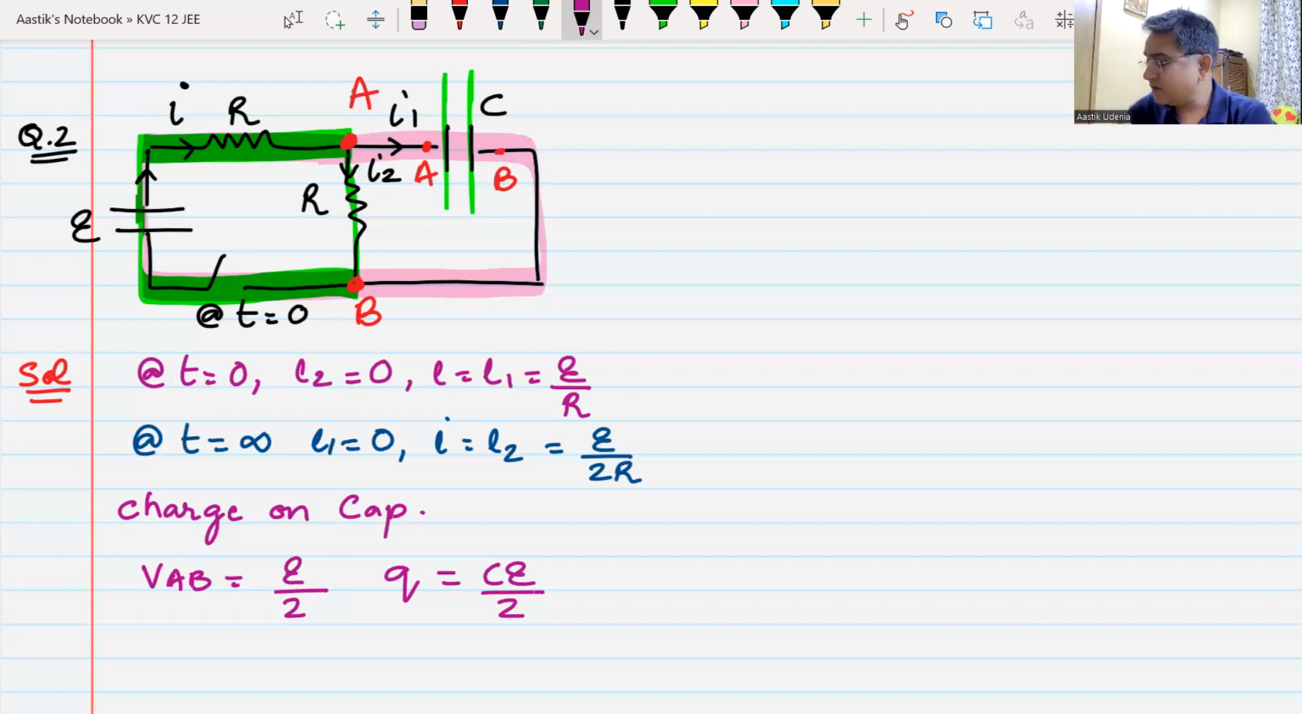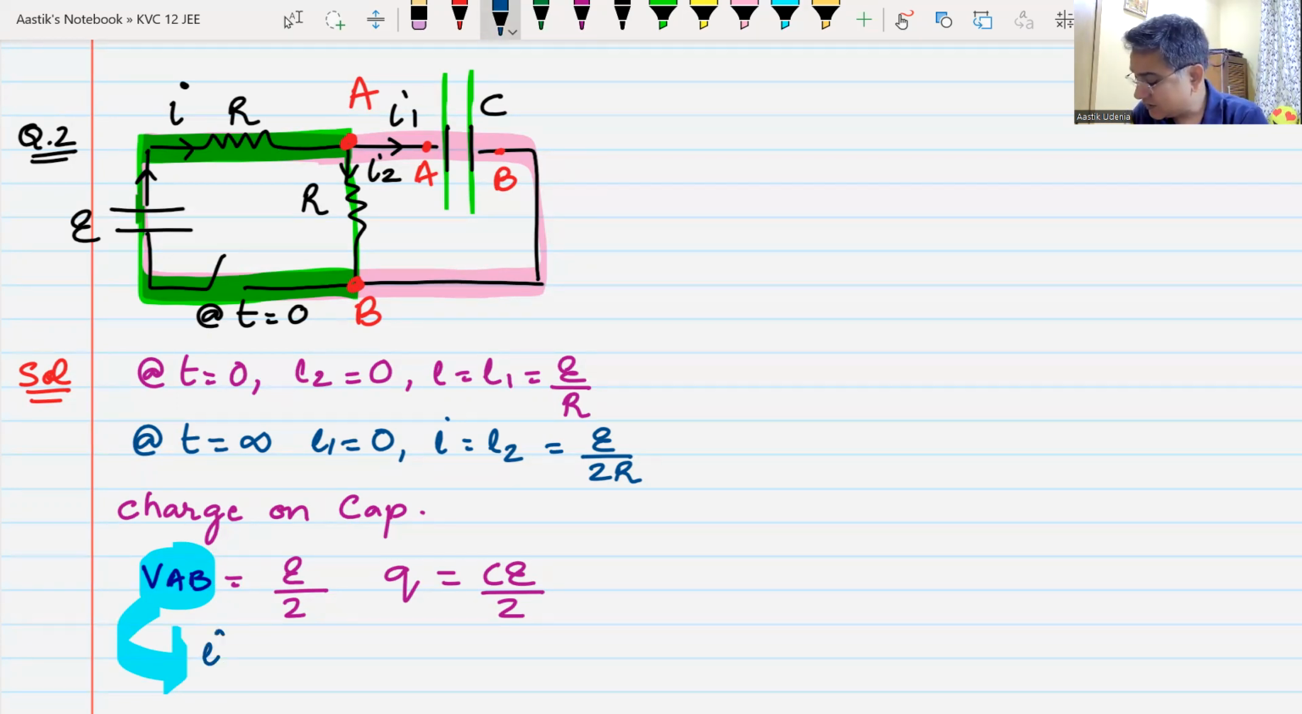You know how to find out the potential difference between A and B? How will you find out the potential difference between A and B? Tell me. How do you find out the potential difference between A and B?